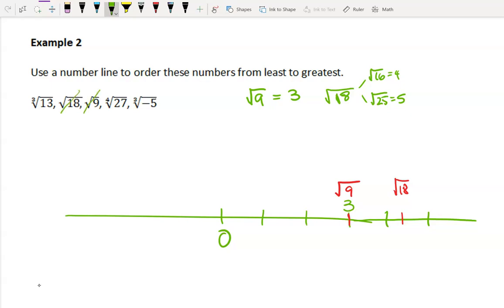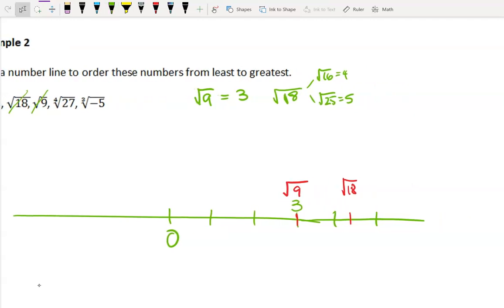Which one do you want to do next? Well, let's do the cube root of 13. I know the cube root of 8 is 2, and what equals 3? It's the cube root of 27. The cube root of 13 should be somewhere between 2 and 3. I think closer to 2. So I'm going to put it right about here. That's somewhere between 2 and 3.